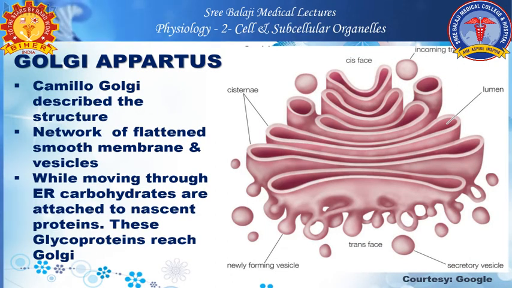Now we'll go to another subcellular organelle called Golgi apparatus. This was first described by a person called Camillo Golgi. How does Golgi apparatus look like? That is a network of flattened smooth membrane and vesicles.